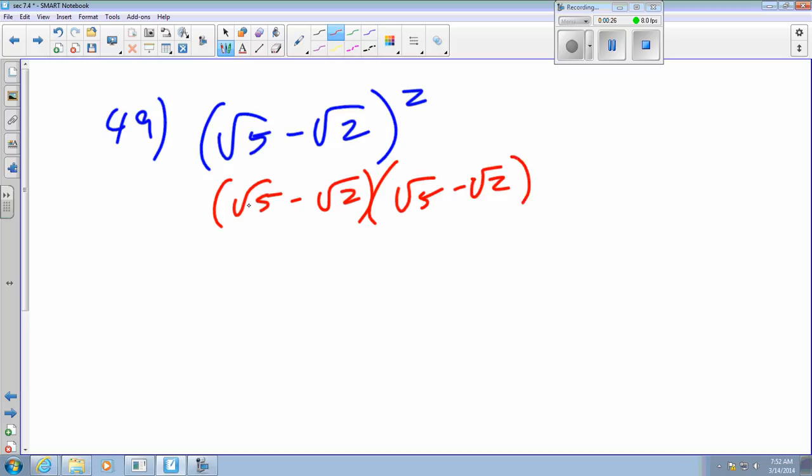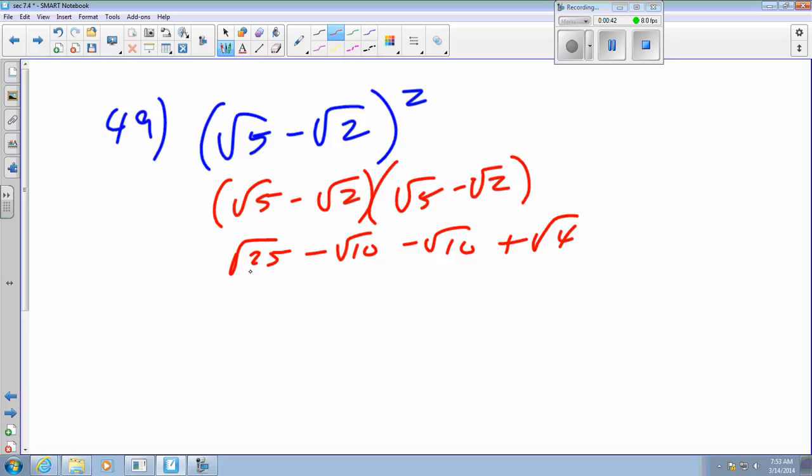And then we should FOIL. First times first gives me the square root of 25. Outside times outside gives me the negative square root of 10. Inside times inside gives me the negative square root of 10. And last times last, negative times negative gives me positive square root of 4.